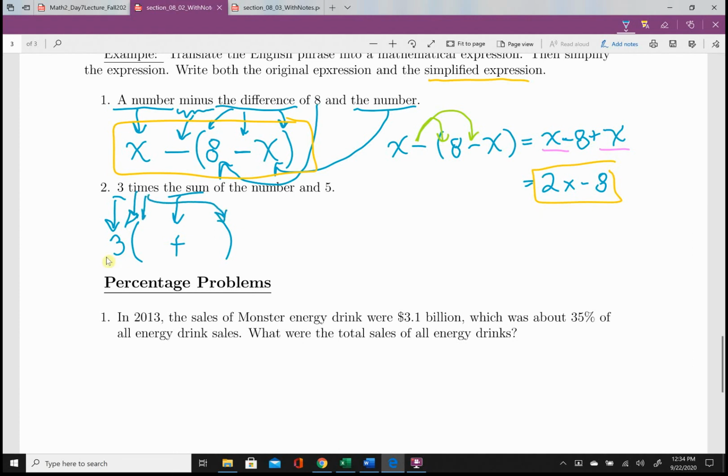And what is the sum? It's the sum of the number, that's going to be this little guy right here, and 5, which goes in this position. Cool. So that's the direct translation. 3 times the quantity x plus 5. Simplifying, we need to distribute through the 3. I'll rewrite it.